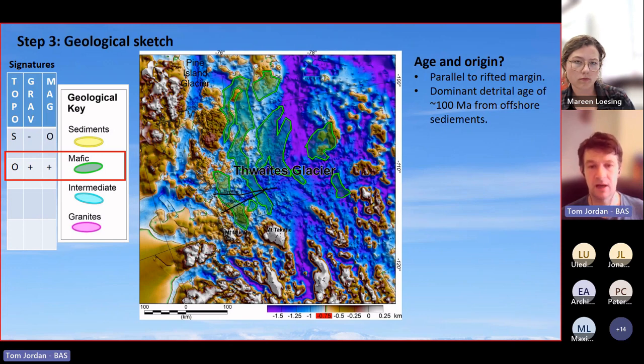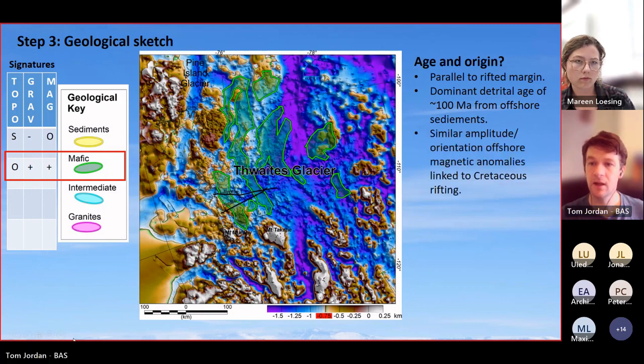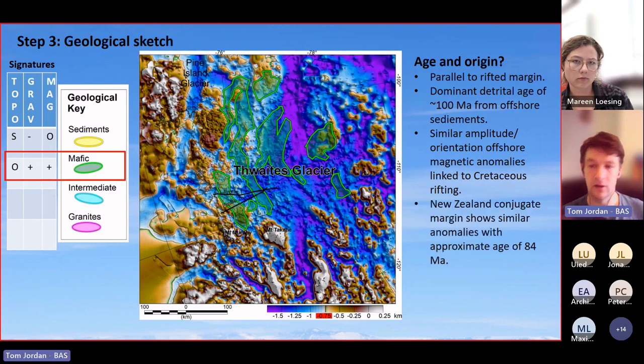And these are quite big blocks of rock, so that would be maybe a good age for them. Similar amplitude and orientation offshore magnetic anomalies in the Amundsen Sea embayment have been linked to Cretaceous rifting by other authors. So other people obviously think this is a reasonable interpretation. And then on New Zealand, the conjugate margin, it shows similar anomalies, and these have been dated from some remote islands to about 84 million years.